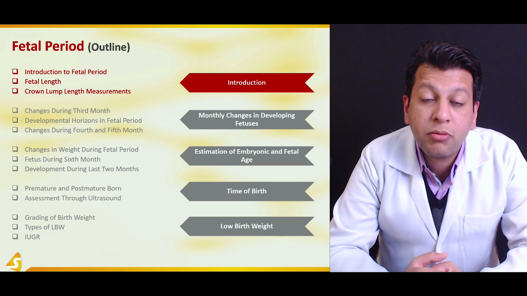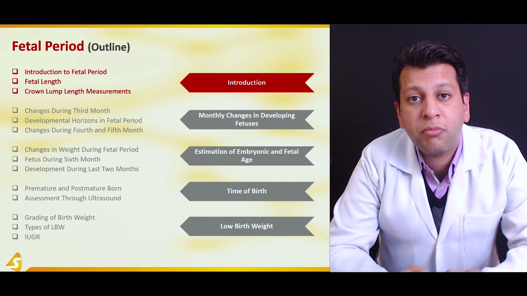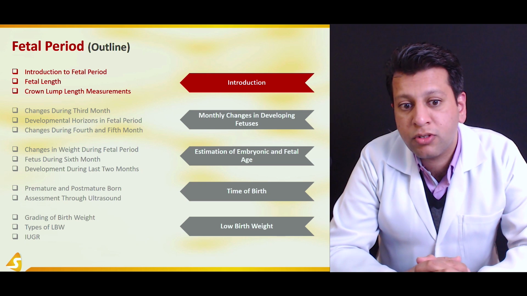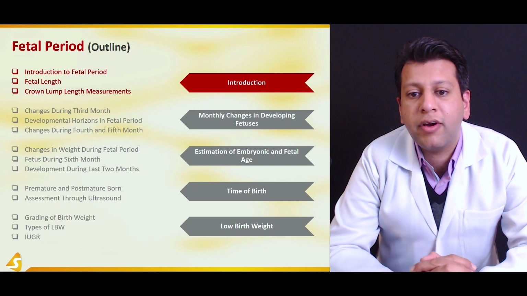Especially the most important one is the crown rump length, which is the most important measurement indicator of fetal growth, how we measure that on ultrasound, and what it signifies.